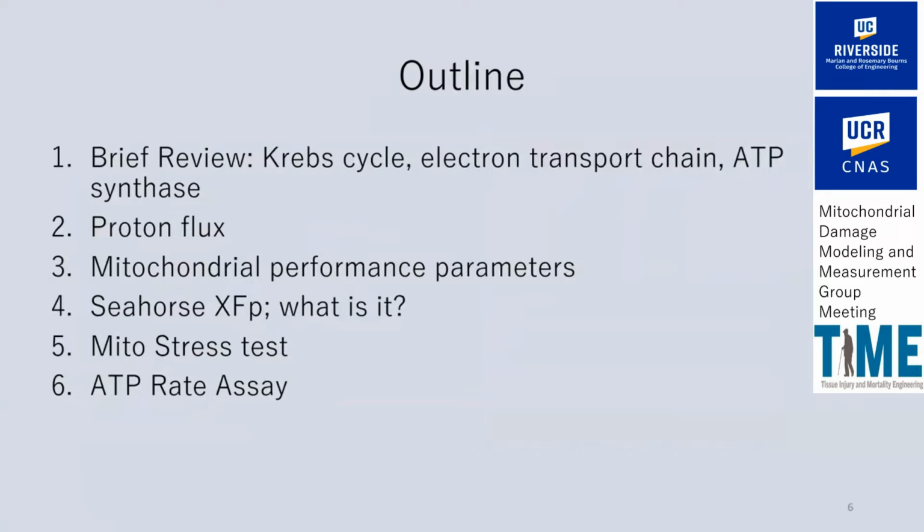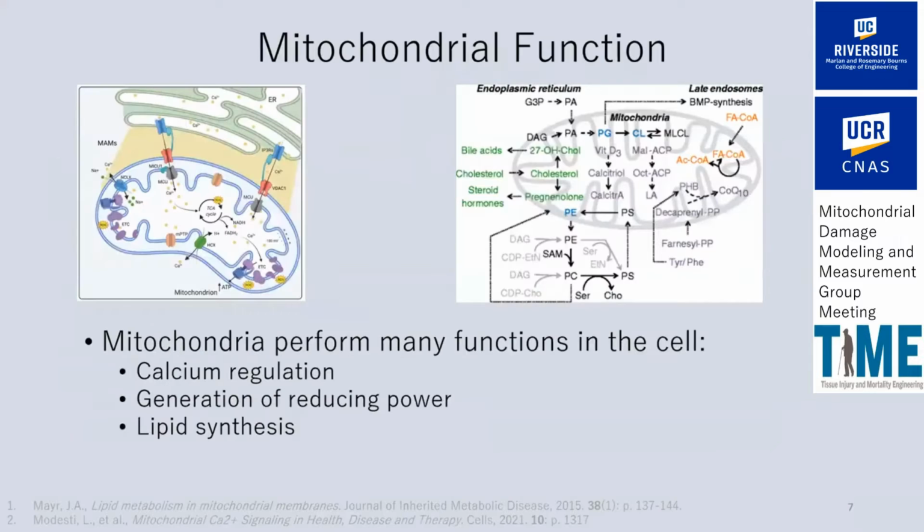I'm going to start with a very brief review on the Krebs cycle, electron transport chain, and ATP synthase, proton flux in the mitochondria, what we can measure in the mitochondria, what the Seahorse XFP is, and I'm going to talk about these two assays right here in detail and the data you get from them.